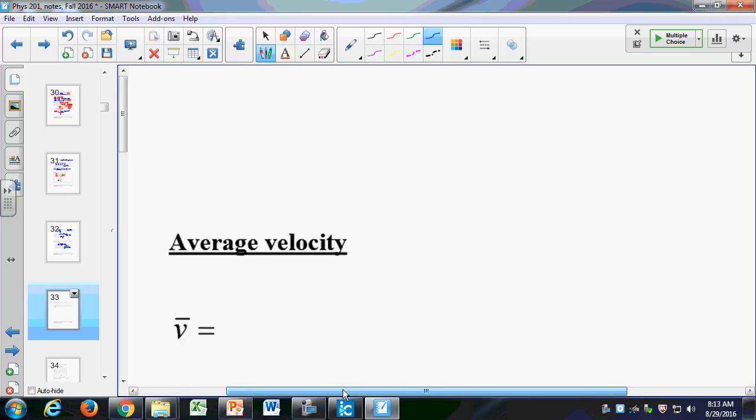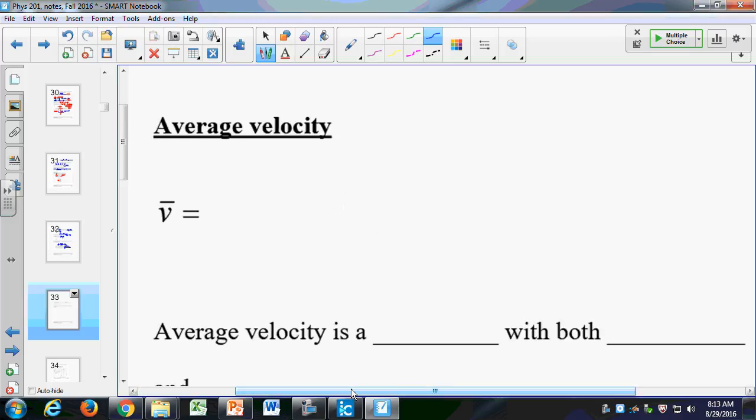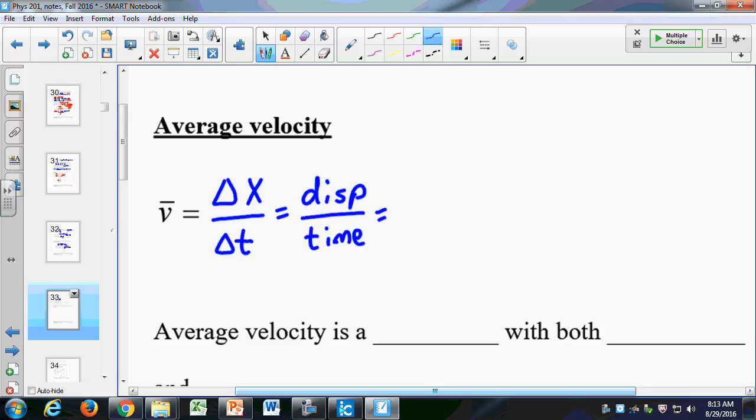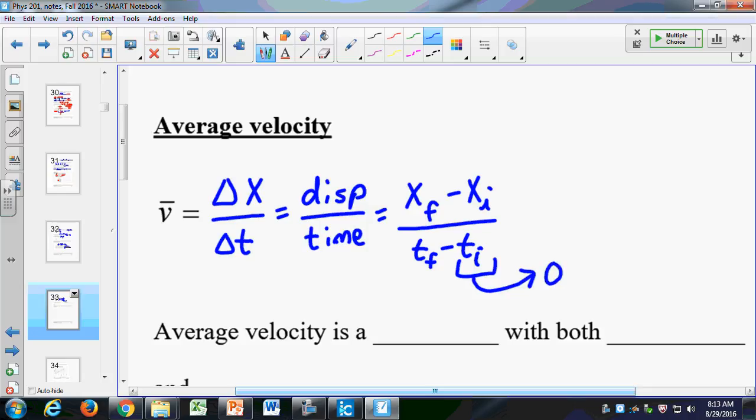Right? Our average velocity, that was average speed. Average velocity is going to be just a little bit different. It's going to be our displacement, delta x, divided by our delta t. So this is our displacement divided by time. It's going to be x final minus x initial divided by t final minus t initial. Almost always, practically always in this class, t initial will be 0. So I'll usually just not write t initial. I'll just say my t initial is 0.